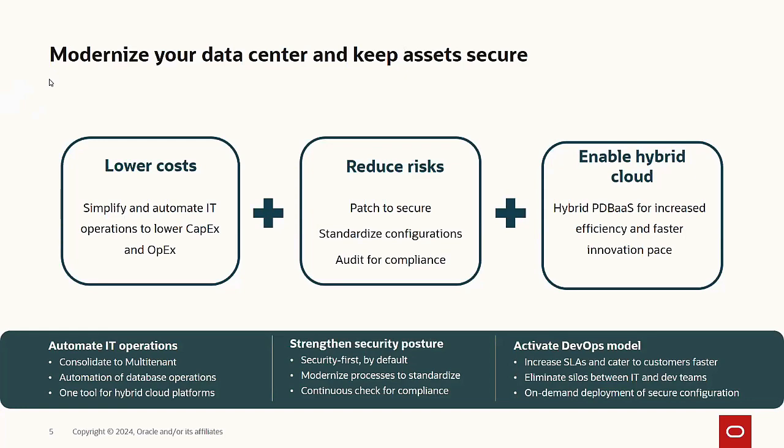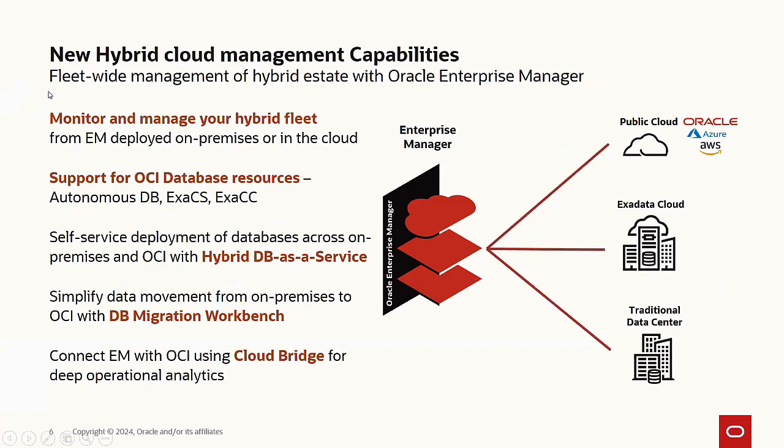So if we go to the next slide, we can summarize how Enterprise Manager really can address these. And so you see here that Enterprise Manager can basically monitor and manage your hybrid fleet. So from Enterprise Manager itself, you have a single pane of glass that can look at both your on-premise and cloud assets. We also provide deep support for OCI database resources. So whether that's Autonomous Database, ExaCloud service, or ExaCloud customer, we're able to manage all of those from within Enterprise Manager itself. We can do a self-service deployment of databases across these different assets.